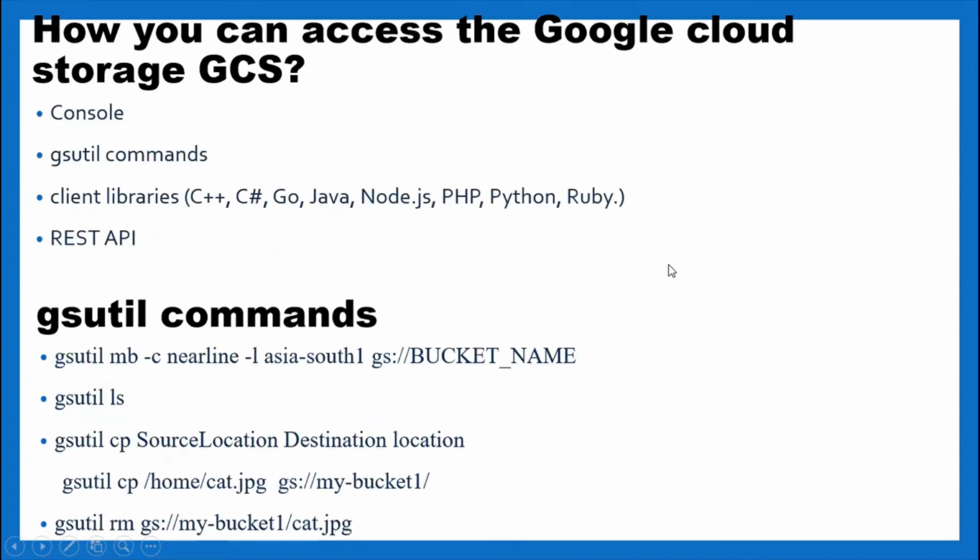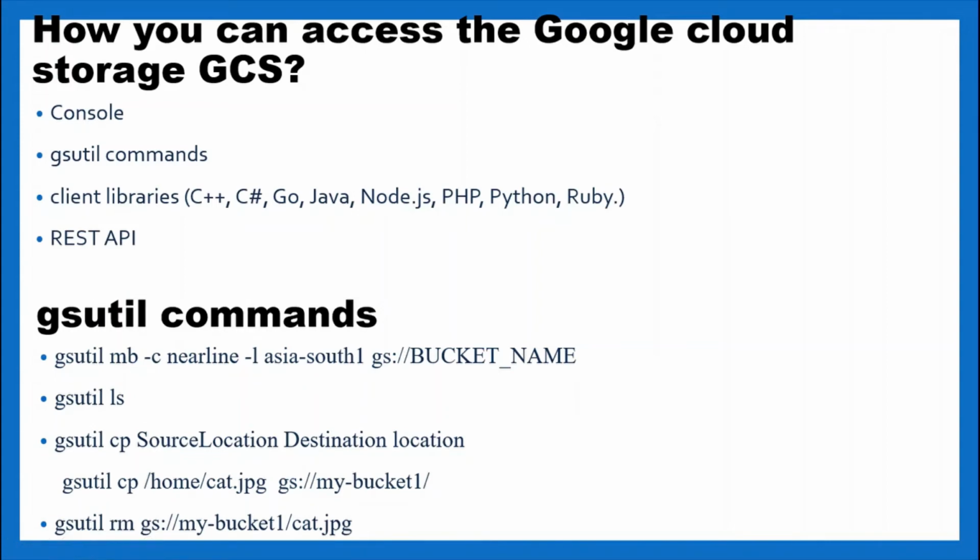So what are the ways you can access Google Cloud Storage? One way is to access Google Cloud Storage from the console. Then we can use gsutil commands to create buckets, copy files from here and there, like that. Next, we can also use client libraries. We can code all those things. For example, uploading a file from your local to a GCS bucket, we can code it in Python, Java, Node.js. All these client libraries are supported. And we can also use REST APIs for connecting with Google Cloud Storage.